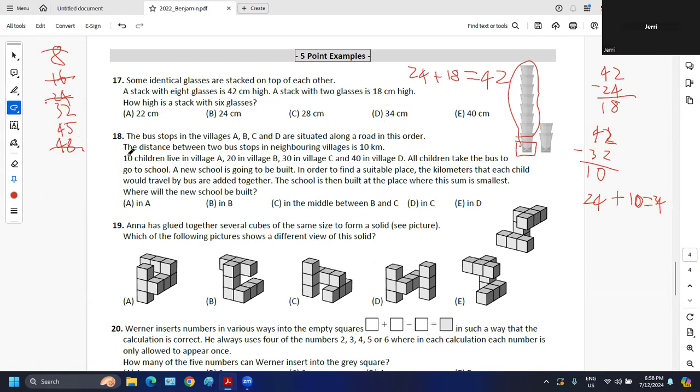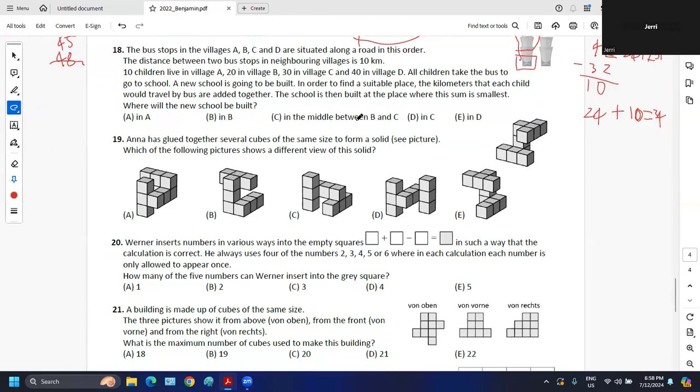Let's try 45. Now 42 minus 45 is 7. And then 24 plus 7 is 31. There is no such answer as 31, so D would be the answer.